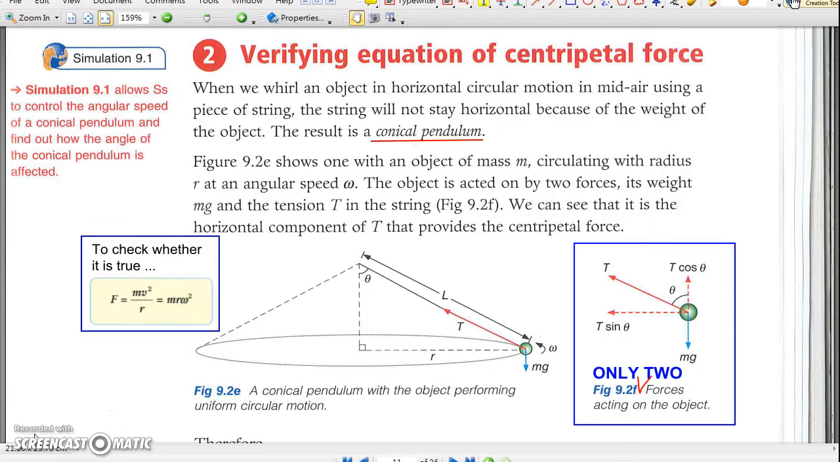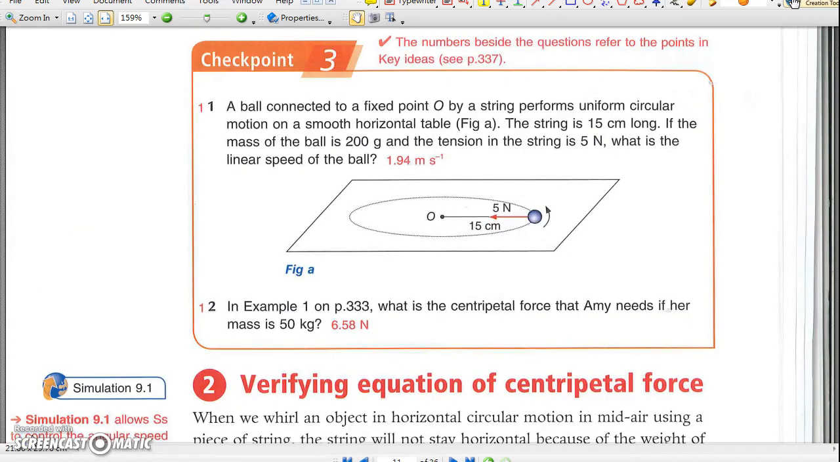Two. Verifying equation of centripetal force. This part explains an experiment to verify the equation of centripetal force. F equals mv squared over r equals mr omega squared. Therefore, to check the relationship between force F and angular velocity omega, and also that between force F and radius r. The situation as in checkpoint 3 is not common, in which the string is horizontal.